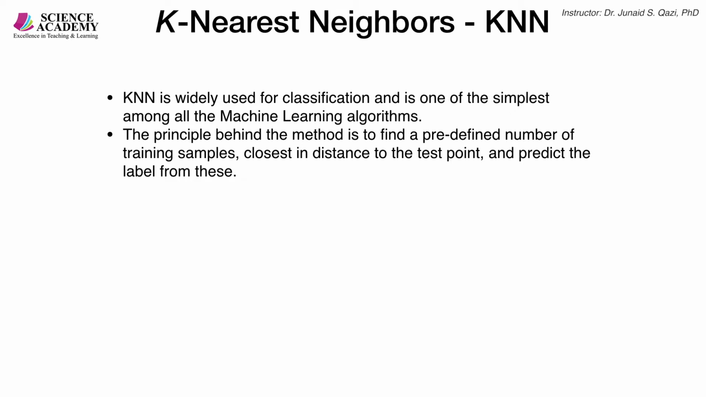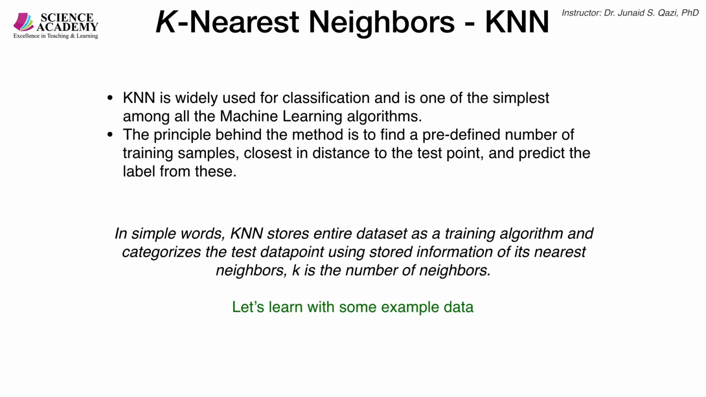KNN is widely used for classification and is one of the simplest among all the machine learning algorithms. The principle behind the method is to find a predefined number of training samples closest in distance to the test point and predict the label from these. In very simple words, KNN stores the entire dataset as a training algorithm and categorizes the test data points using stored information of its nearest neighbors. K is the number of neighbors. Let's learn with some example data.